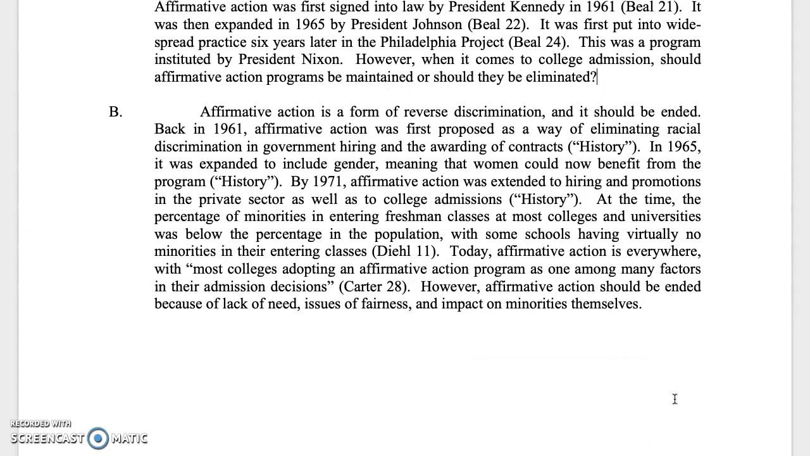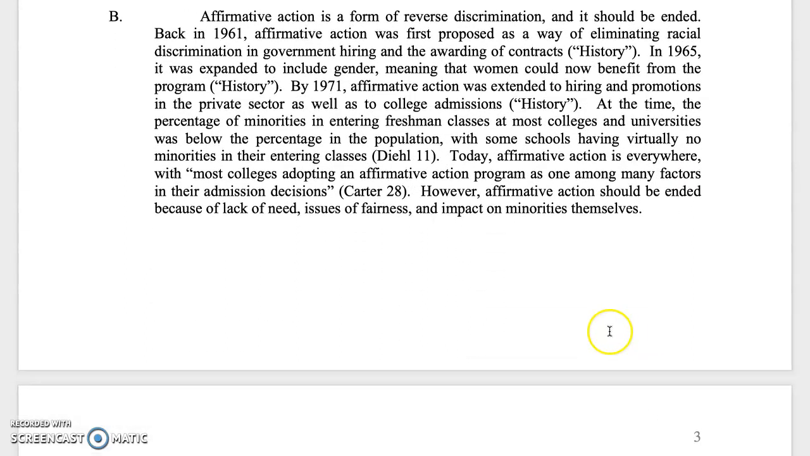All right, let's look next at example B. You can pause the video and then we'll come back and talk about it. All right, this one is also a bad example. It's a little better than A because I can tell the stance. It's saying affirmative action should be ended, but it starts right with the stance without giving any context, without explaining the issue, what the two sides are. So it's very disorienting to read, just starting with that.